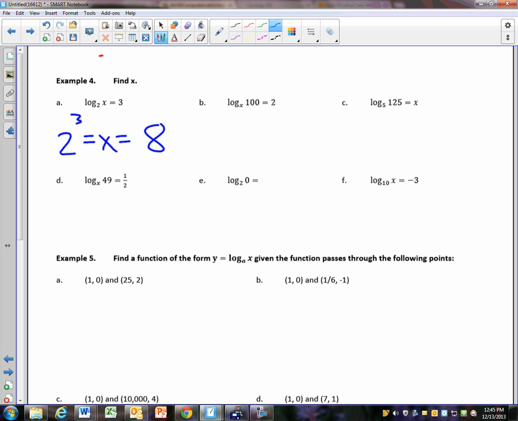Letter B, what's my base? Base is x. Exponent is 2, what is x? 10. What number do you square to get 100? Square 10. C, the base is 5. The exponent is x. What power do you raise 5 to get 125? 3.